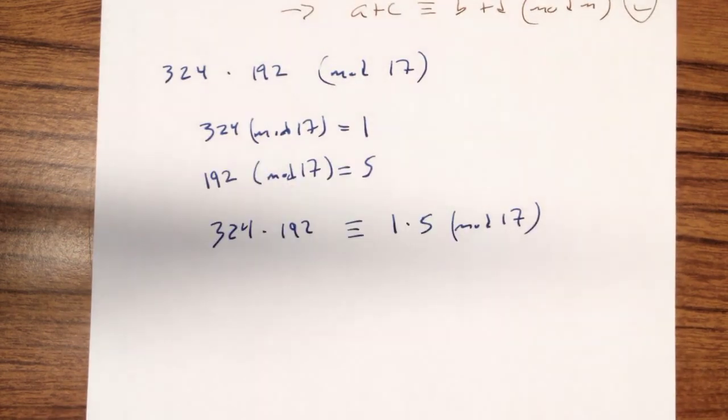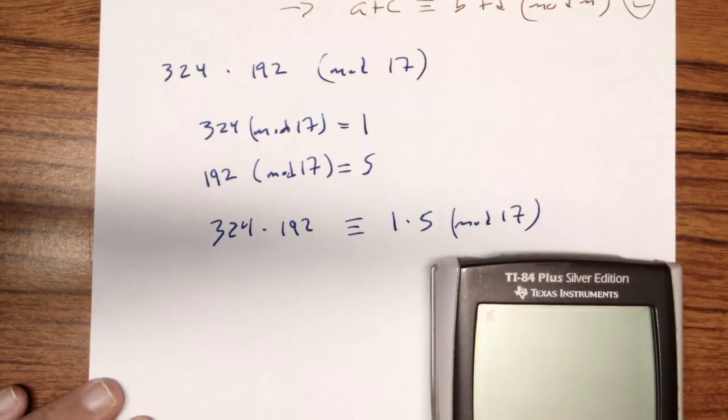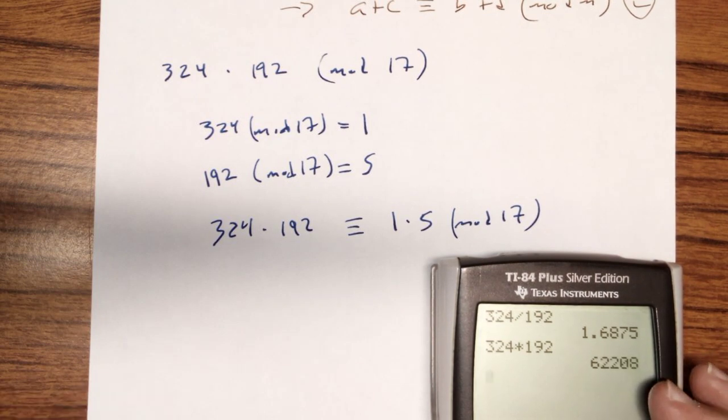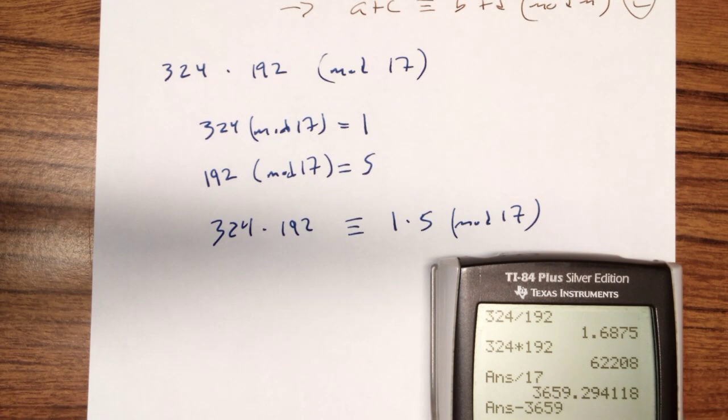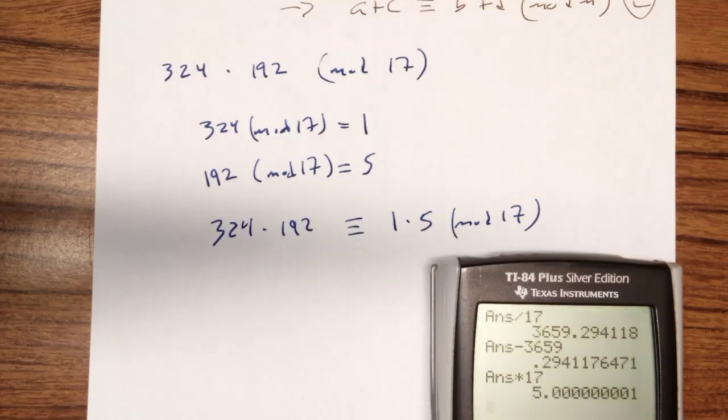I never had to do 324 times 192. That's small enough I could. 324 times 192. Whoop, not divide. Times. That's a big number. I divide it by 17. Subtract off the integer part. Multiply by 17 again. The remainder is 5. What happened with the 0.01? Okay, round off error. I'll live.